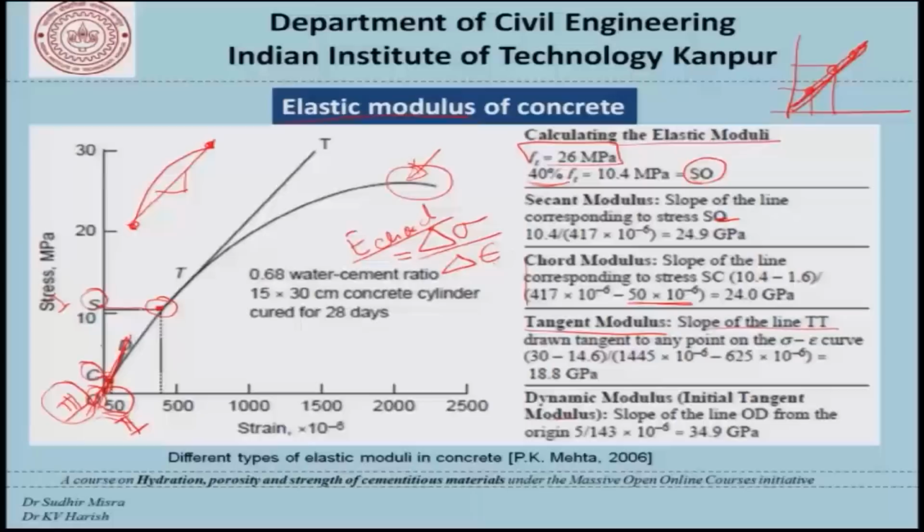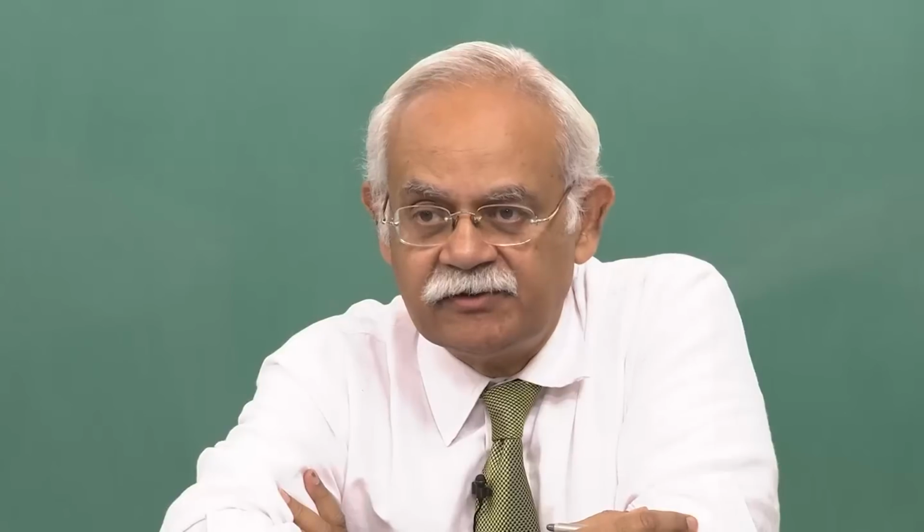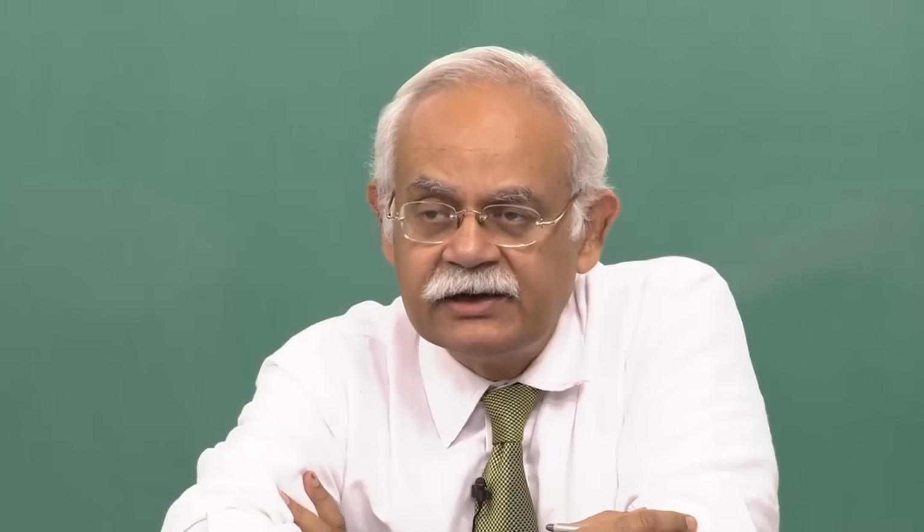If we take the real values for this particular stress strain curve, we find that the secant modulus is 24.9 GPa, the chord modulus is about 24 GPa, the tangent modulus is 18.8 GPa for the point at which we have taken the tangent, and the dynamic modulus, which is the slope of the curve at the origin, is 34.9 GPa. This obviously is the highest, because we can see from the nature of the stress strain curve of concrete that this is where the slope is the maximum. With increased application of load, the slope changes.